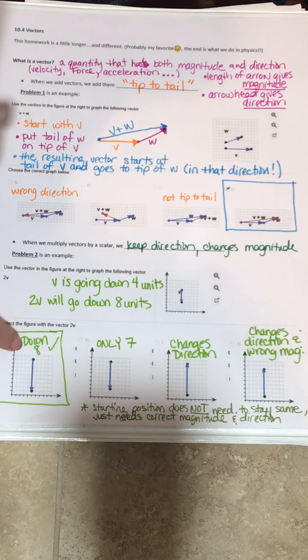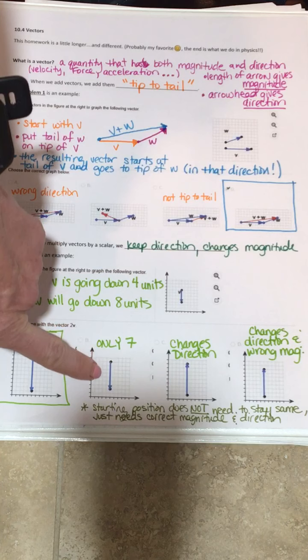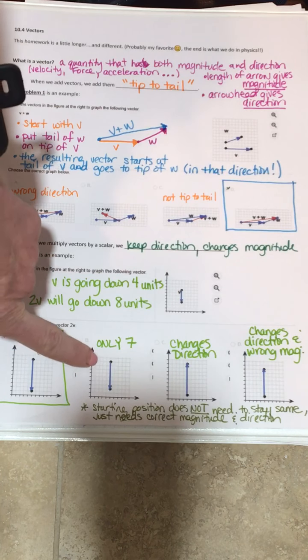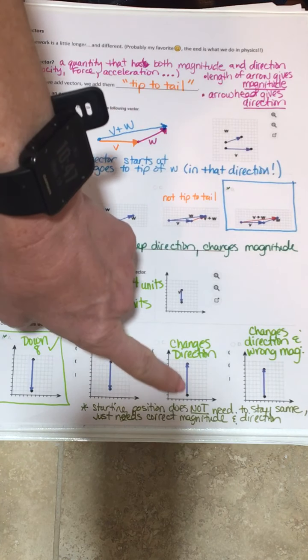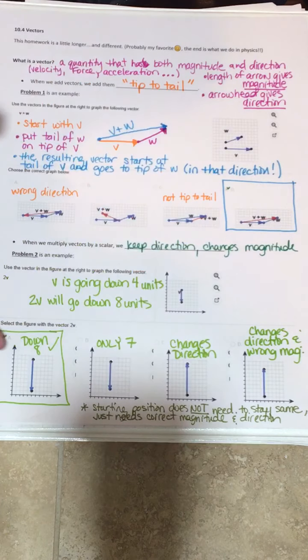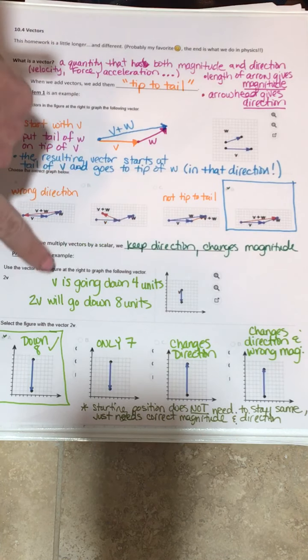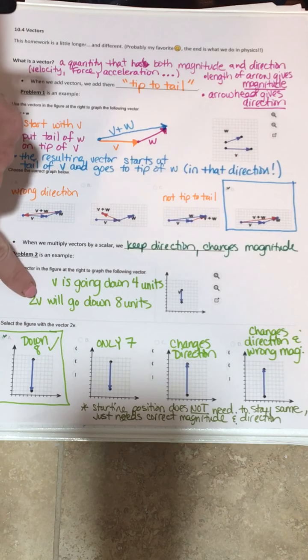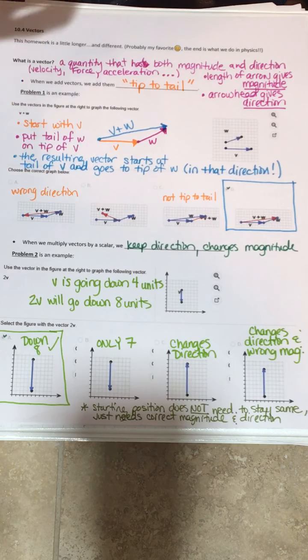So this one, again, it's multiple choice. This is the one that's going down 8 units. I counted the squares. This one looks about right, but it's only going down 7 units. This one is going up, and so is this one. So here's our correct answer. So when we multiply, this is what it's called: we multiply by a scalar. It doesn't change the direction, but it's just going to change the magnitude.